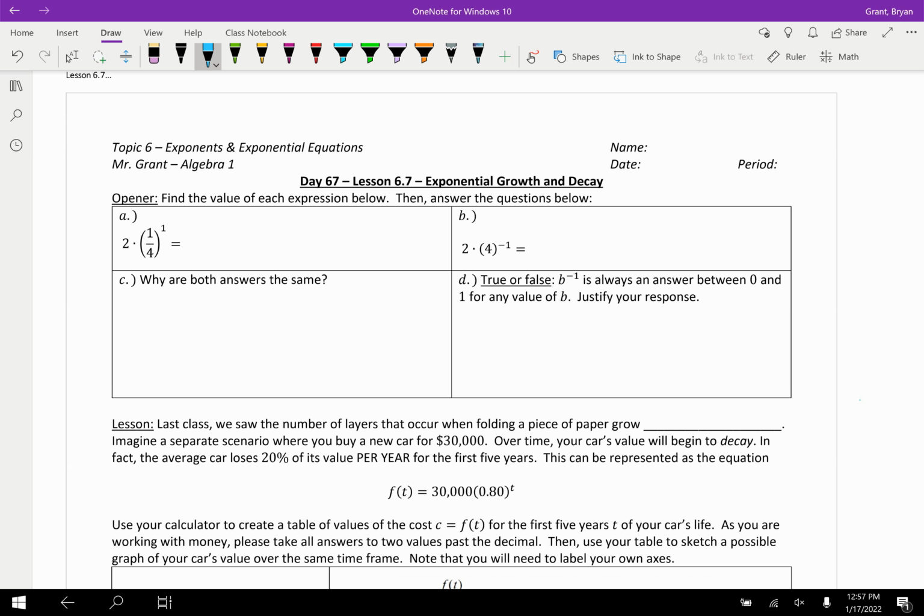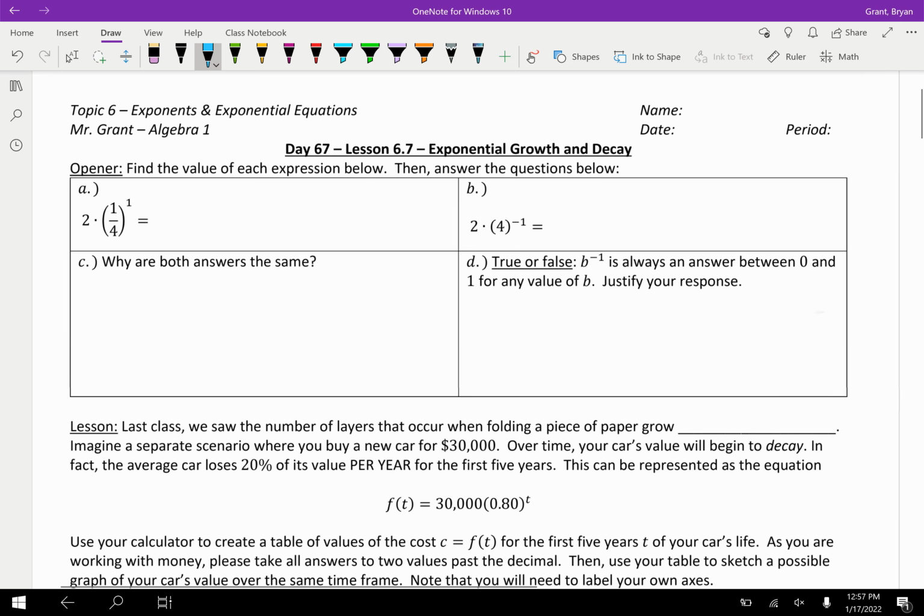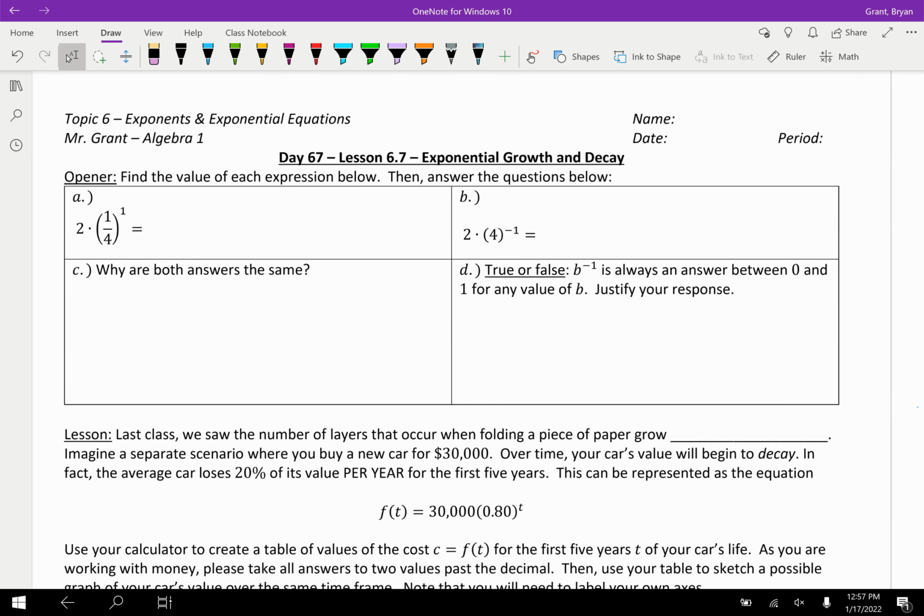And you might remember that we started off class by folding a piece of paper and commenting that the number of layers based on the folds increased exponentially. So today we're going to go a little bit further into that topic. Our title for today is Exponential Growth and Decay, and of course we'll learn more about that as we go through. But let's begin with an opener.